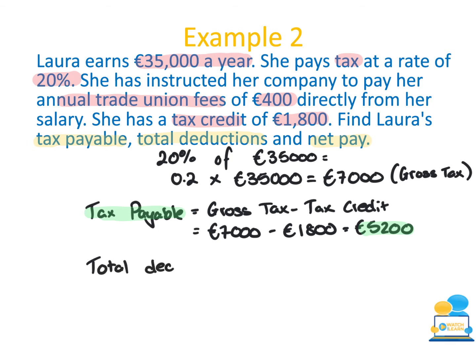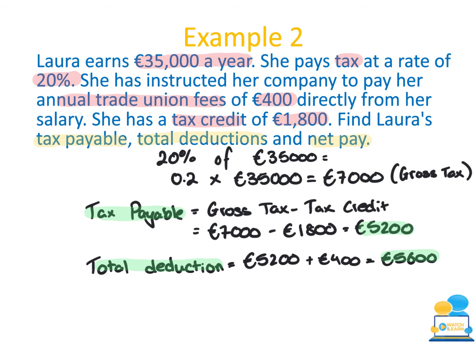Well, we know that she has a tax payable of €5,200, and she's also deducting her annual trade union fees, which is €400. So to find her total deduction, I'm going to add those two numbers together, and that gives me an answer of €5,600. And this gives me my second answer to the question. Laura's total deductions is €5,600.